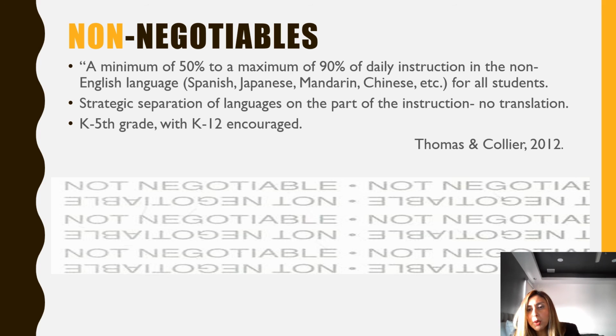The dual language program also has non-negotiables, which means a minimum of 50% to a maximum of 90% of daily instruction in the non-English language for all students. Strategic separation of the languages on the part of the instruction, which means no translation. And it needs to be from kindergarten to 5th grade, with K through 12 encouraged. And these all come from Thomas and Collier 2012.